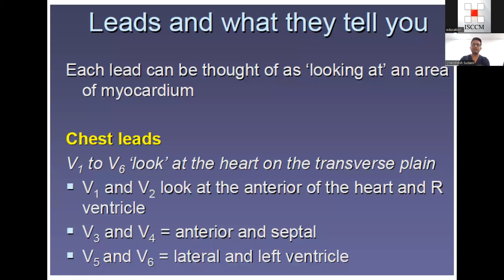Here, if you again look at the chest leads, which are V1 to V6, both V1 and V2 look at the anterior of the heart and the ventricle, while V3 and V4 always tell about the septum. V5 and V6 always tell about the lateral border, or you can say the left ventricle.